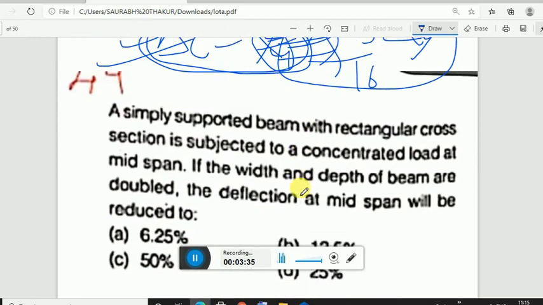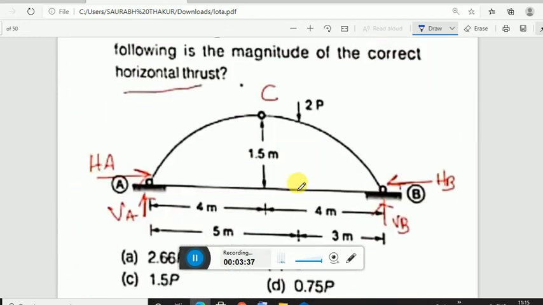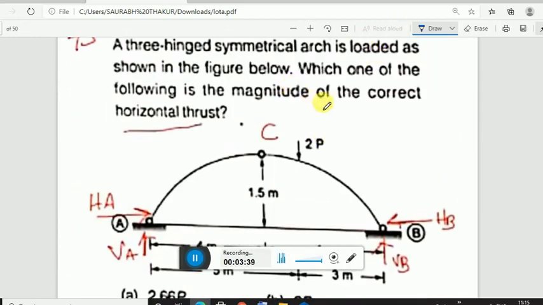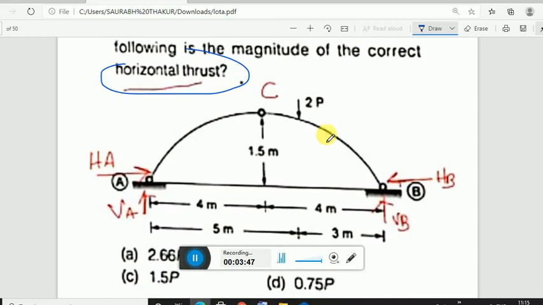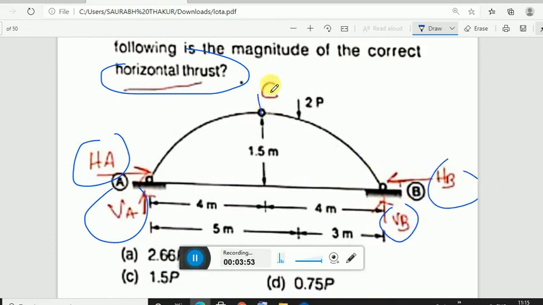Okay. Let's move to the next question. A 3-hinged symmetrical arch is loaded as shown in the figure below. Which one of the following is the magnitude of the correct horizontal thrust? We are having a 3-hinged symmetrical arch. This is your HA, this is your VA, this is your VB, this is your HB, this is your hinge, this is your hinge.